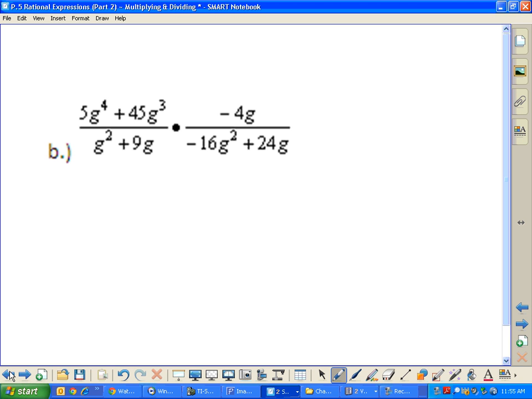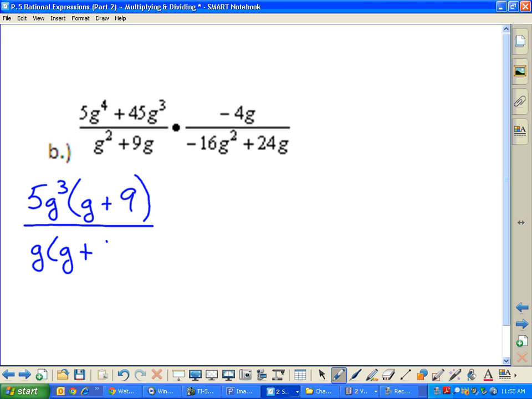So step 1, we've got to factor everything. When I see weird exponents like 4 and 3, I think GCF right away. So in the first numerator there, I'll pull out a 5g to the third. And then what's left over is g plus 9. On the bottom, I see they have a common factor of g. What's left over there is g plus 9.